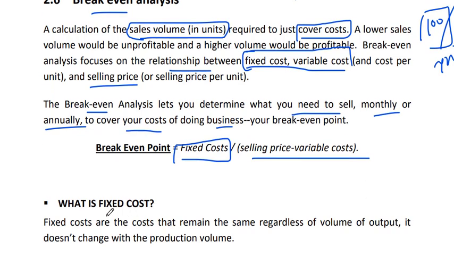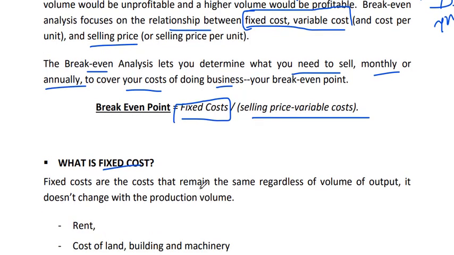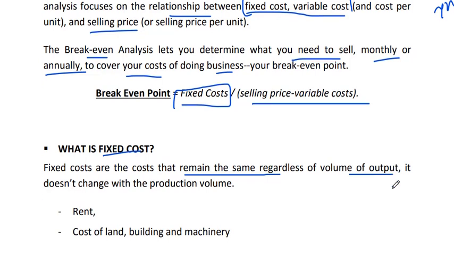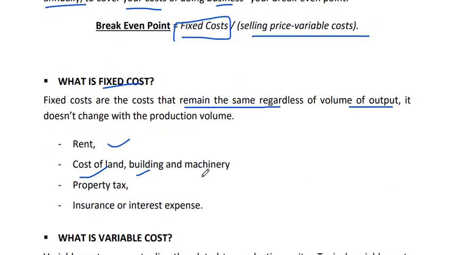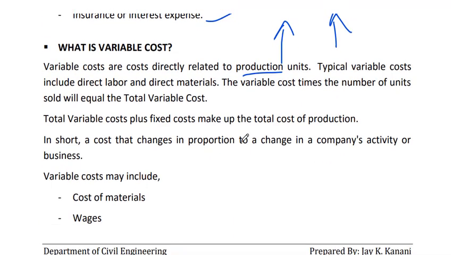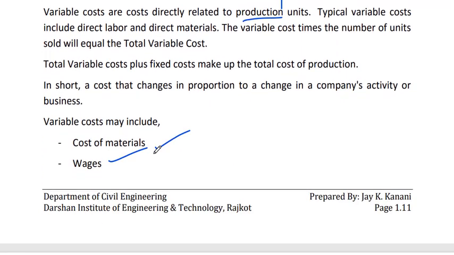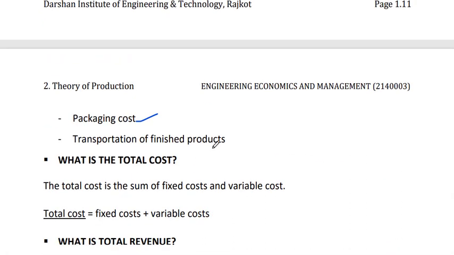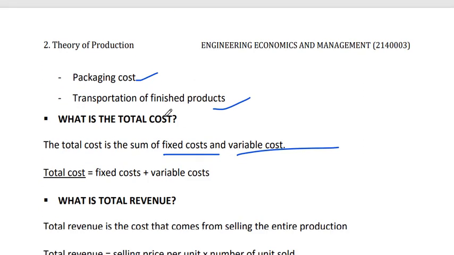We already know what fixed cost is. Fixed costs are the costs that remain the same regardless of the volume of output: rent, cost of land, building, machinery, property tax, interest expenses. Variable costs are directly related to the production unit. If we increase production, then variable cost is also going to increase: cost of material, wages, daily salary, packaging cost, transportation of finished product. And total cost is the sum of all the fixed cost and variable cost.